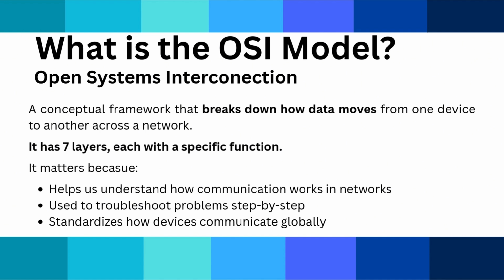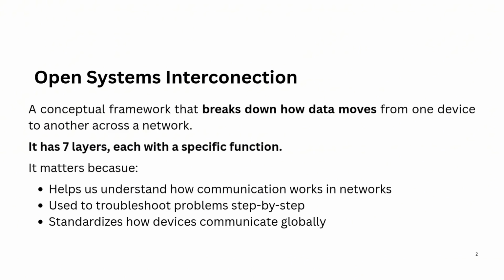And then lastly, the OSI model makes sure that all devices around the world can talk to each other, no matter which manufacturer has created them. So this is how an Apple device can communicate with an Android device. So essentially, it standardizes global communication of devices on a network.